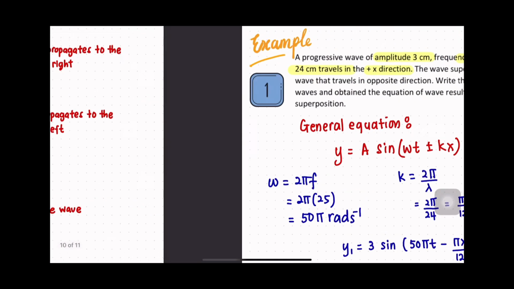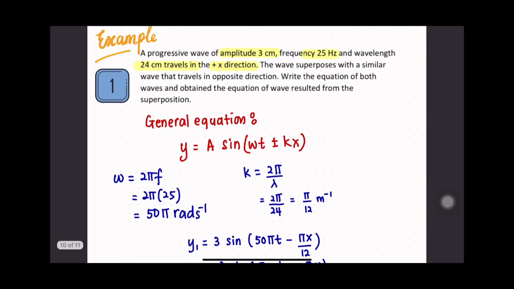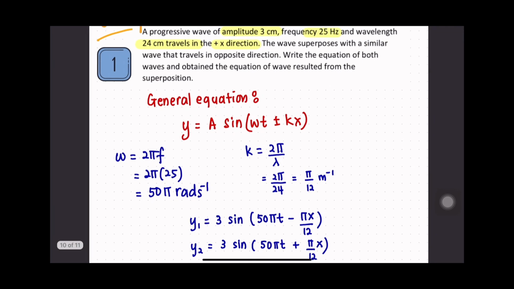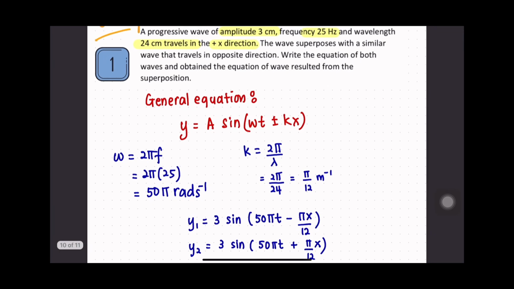Okay? So next question, a progressive wave of amplitude 3 cm, frequency 25 Hz and wavelength 24 cm travels in positive x direction. The wave is superposed with a similar wave that travels in opposite direction. Write the equation of both waves and obtain the equation of the wave resulting from the superposition. So as you know, the general equation comes from progressive wave y equal to a sin omega t plus minus kx. So substitute value, yang ni semua kena carilah, dia dah bagi.